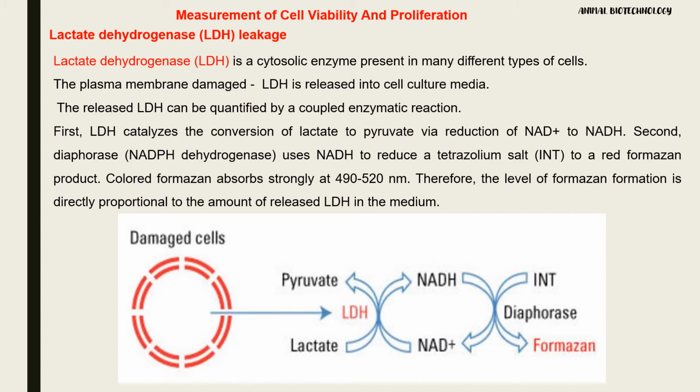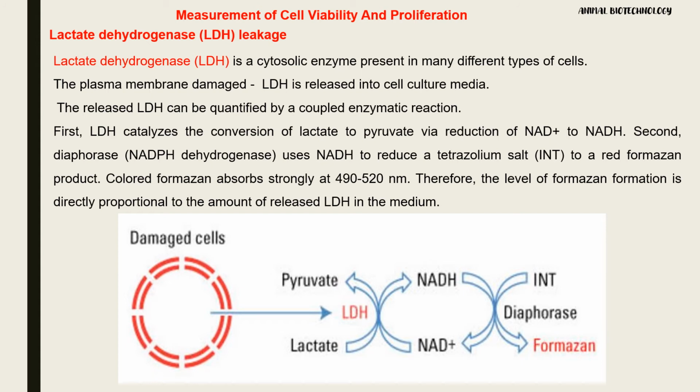The released LDH is then quantified by certain enzymatic reactions. One of the methods is by use of tetrazolium salts. In this case, the cell lines when treated with the test substance, if damaged, release LDH into the media. LDH catalyzes the conversion of lactate to pyruvate by reducing NAD to NADH. The enzyme diaphorase uses NADH to reduce a tetrazolium salt INT to a colored component.